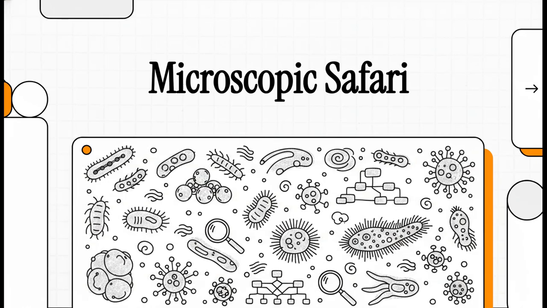Today we are embarking on a microscopic safari. We're going to explore the vast, invisible world of organisms, diving deep into the biodiversity and classification of life that exists entirely outside our natural line of sight. We're going to scale up from the simplest biological hijackers all the way to highly complex multicellular networks. It's a wildly fascinating journey, so let's jump right in.